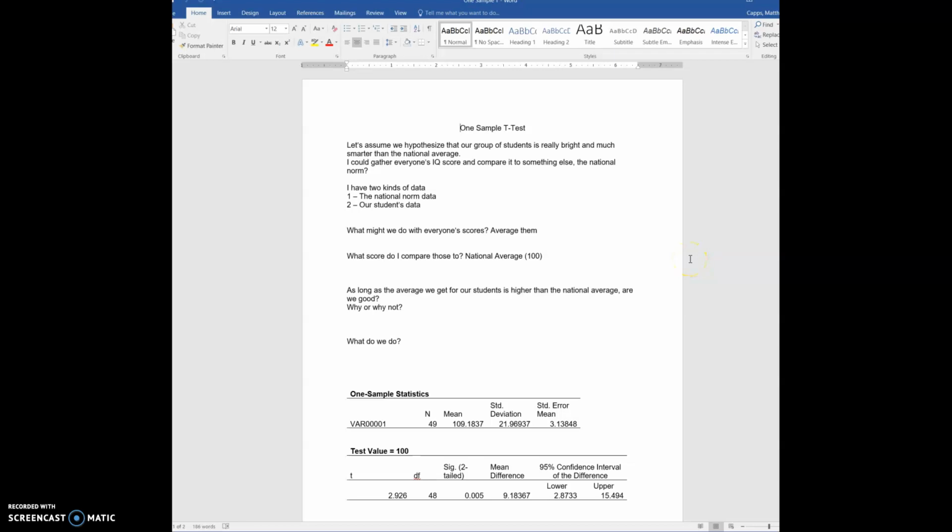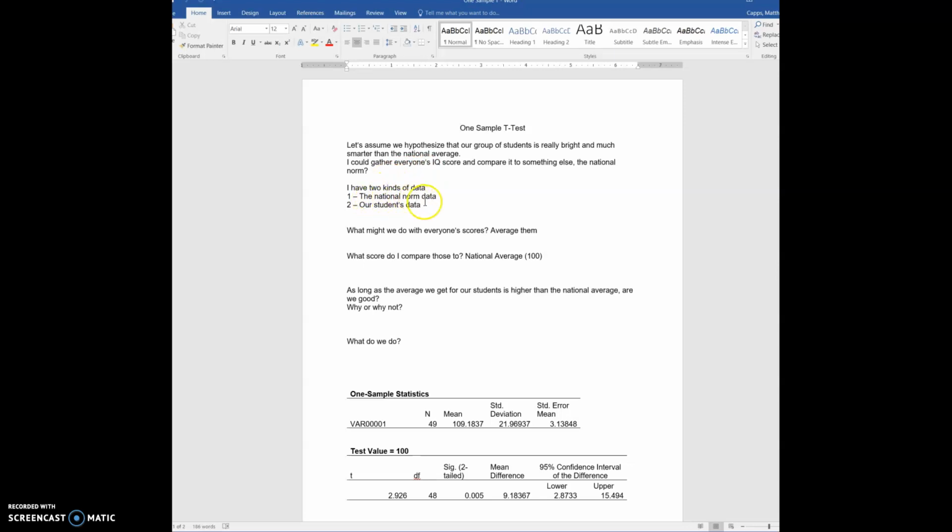Here's another overview of a one sample t-test. We're going to assume in this example that we hypothesize that our group of students is really bright and much smarter than the national average. So what I could do is gather everyone's IQ score and compare it to something else, that being the national norm. So I have two kinds of data.